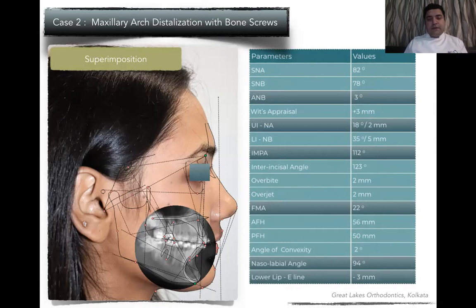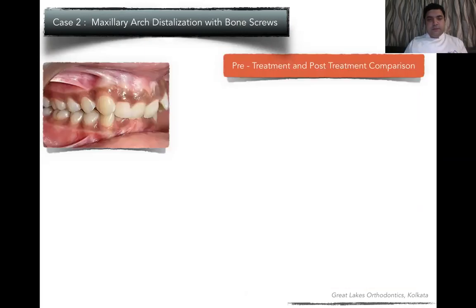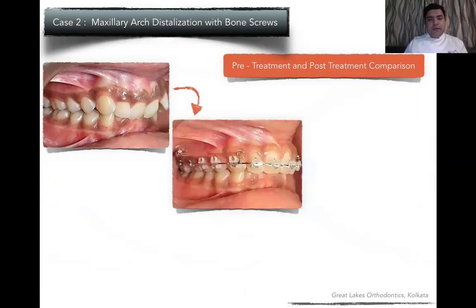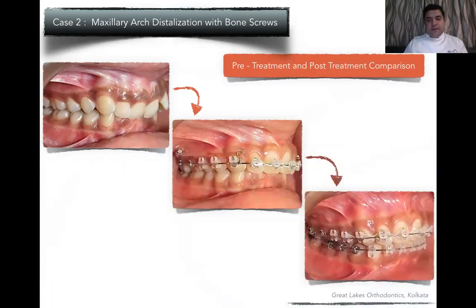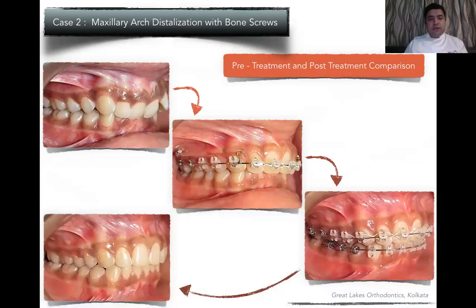We know that it's a case of a retrognathic mandible, but such minor skeletal problems don't warrant a surgical intervention. So at the end of the treatment, it is still a mild class 2 tendency with a horizontal growth pattern, but a good camouflage of a skeletal class 2 relationship. So how did we progress with the treatment? This is how we started, with 100% deep bite and a class 2 molar relationship. We went ahead with distalization of the arch after sequential changes of wires. Then settling of occlusion, and this is what we achieved in the final results. So you got a good class 1 relationship at the end of the day.